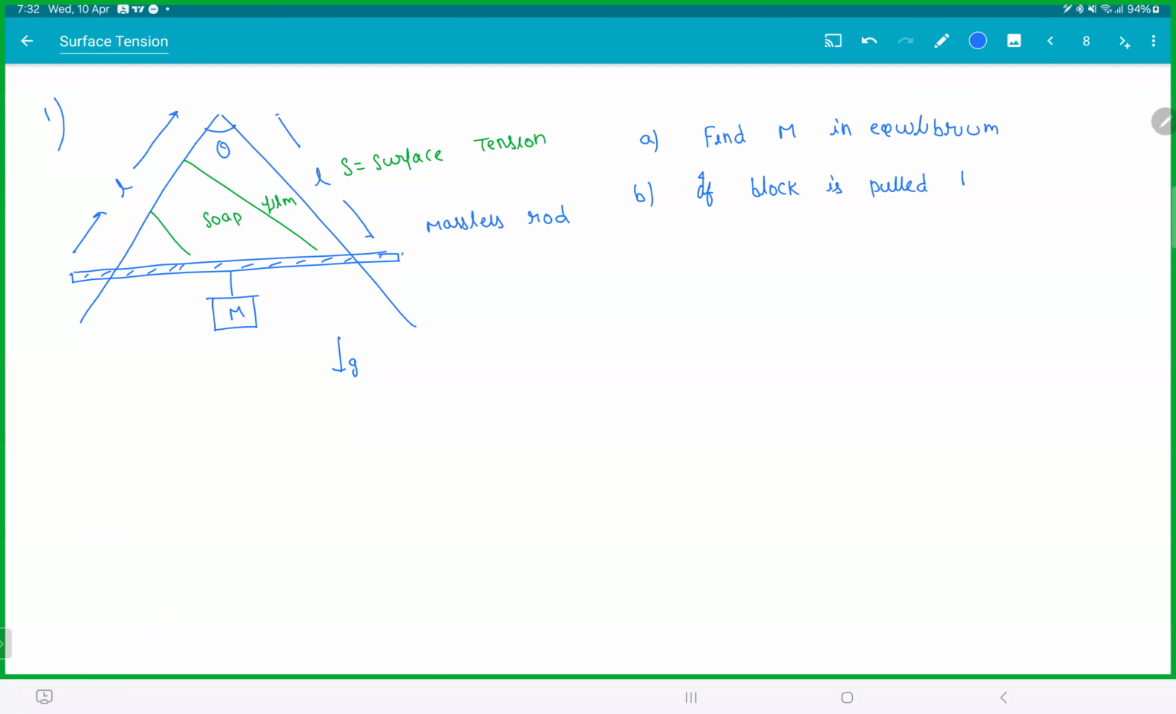Block is pulled down by X and released. Find time period for small oscillations.